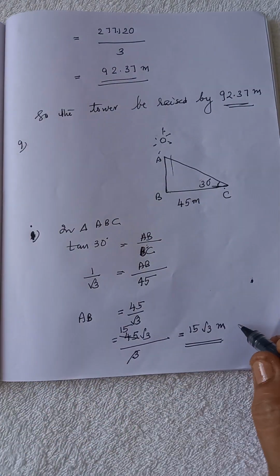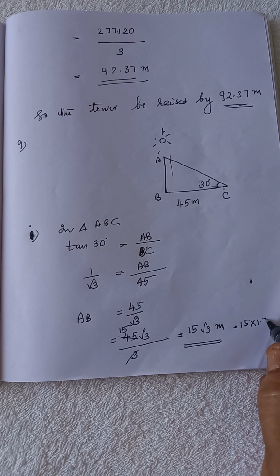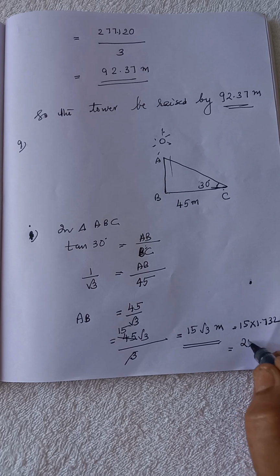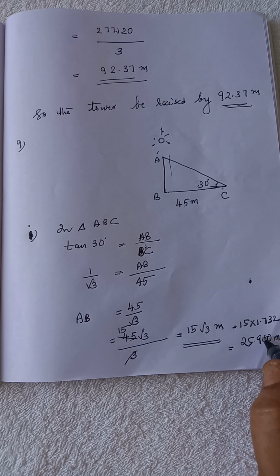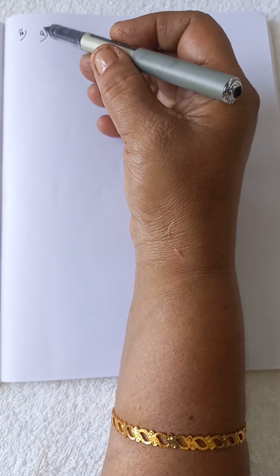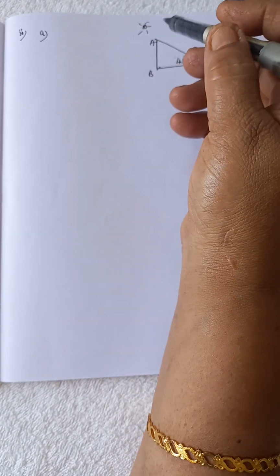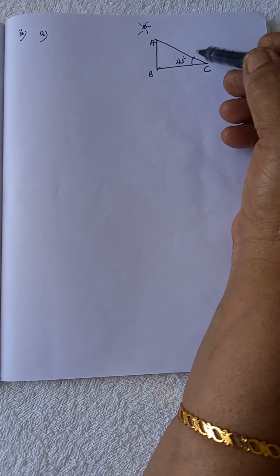Here this 15 root 3, we can write this as 15 into 1.732, that is equal to 25.980 meters. In that way also we can take. Now in the second part, subdivision A, what we have to find out, length of the shadow of the tower we have to get when the sun's altitude is 45 degrees.